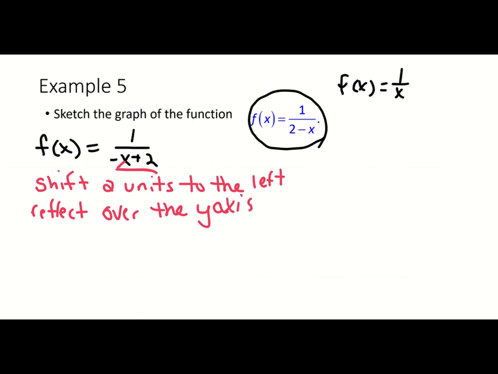Because it's down here with the equation. If it was outside, it would be over the x-axis, but it's down here with the x, so it reflects it over the y-axis. And then there's really no vertical shifts because there's no plus or minus a number right here, which is where the vertical shifts would be. If it was plus or minus a number here, it would be a vertical shift, but there isn't any. So that would be our graph.